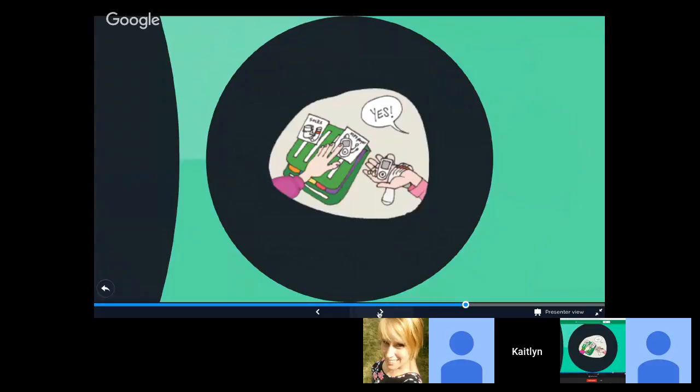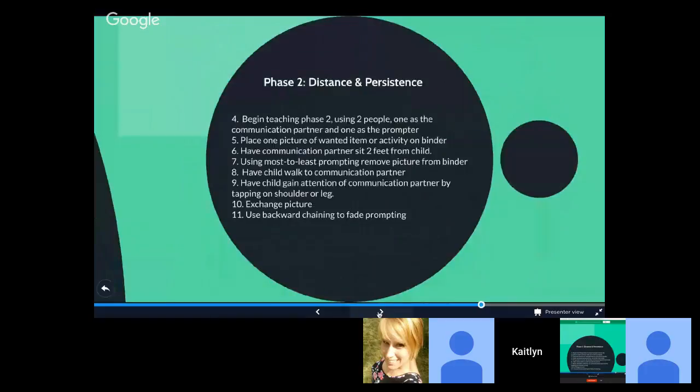Now I just have a sample picture of what the binder would look like. So we have 2 items on there. She is showing them which item they would want, and now they can match the picture to the item and then exchange that picture. So let's go on to phase 2.